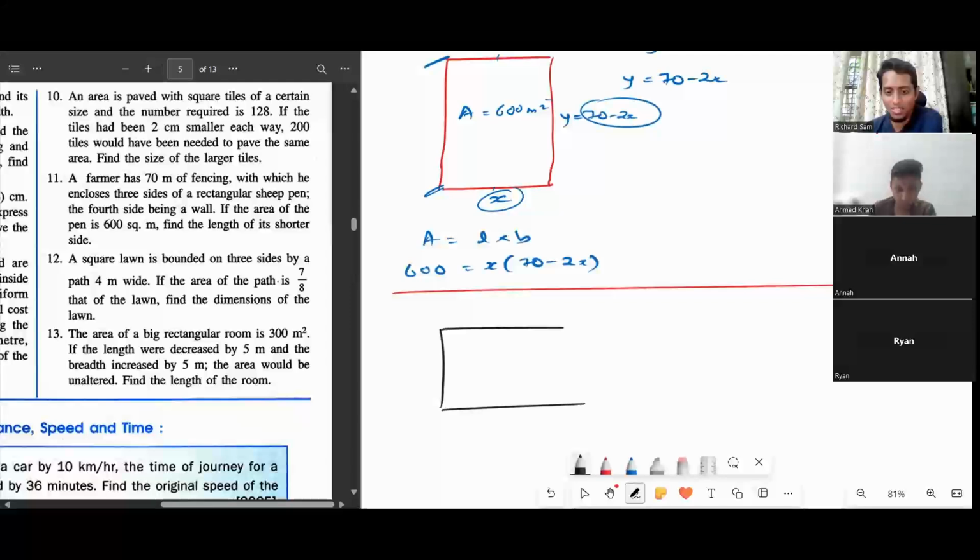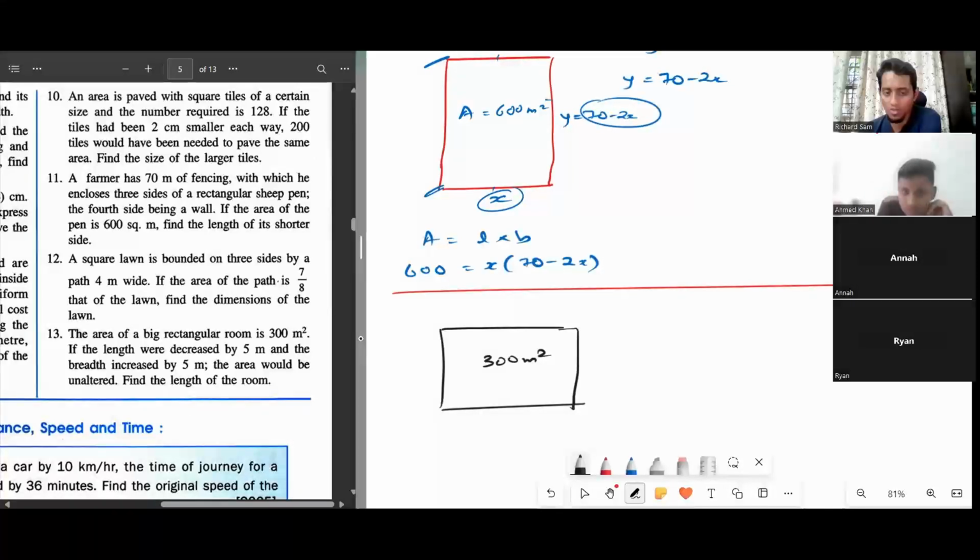Diagrams. Always diagrams help you to make things easier. So there's the room over here. What do we know about this room? The length is x minus 5 and the breadth is x plus 5. Look, first statement is what? The area of a big rectangular room is 300 meters square. This is the room. It has a certain length, it has a certain breadth. Let's say length is L and breadth is B.